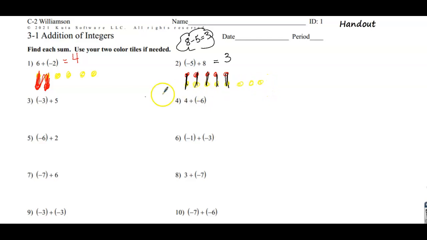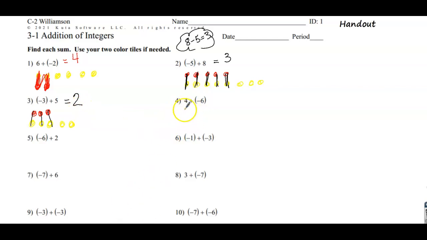Okay. I'll do a couple more with you, and then I'm going to have you do the rest on your own. We have 3 negatives and 5 positives. 1, 2, 3, 4, 5. Okay. Cancel 0 pairs. What do we have left? +2. Or we could have said 5 minus 3 is 2. 5 is the bigger number, and it's positive, so 2 is positive.